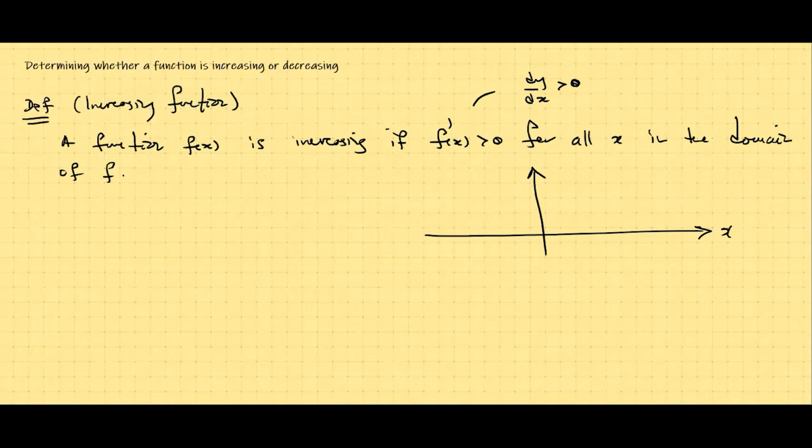And obviously, if that's the case, then the function is going to have to look something like this, give or take, because the gradient here is positive, the gradient here is positive, the gradient here is positive, the gradient here is positive. So all the way along the curve, the tangent lines are going to be pointing upwards. That's very, very intuitive in describing the notion of increasing, because that's exactly what's happening.